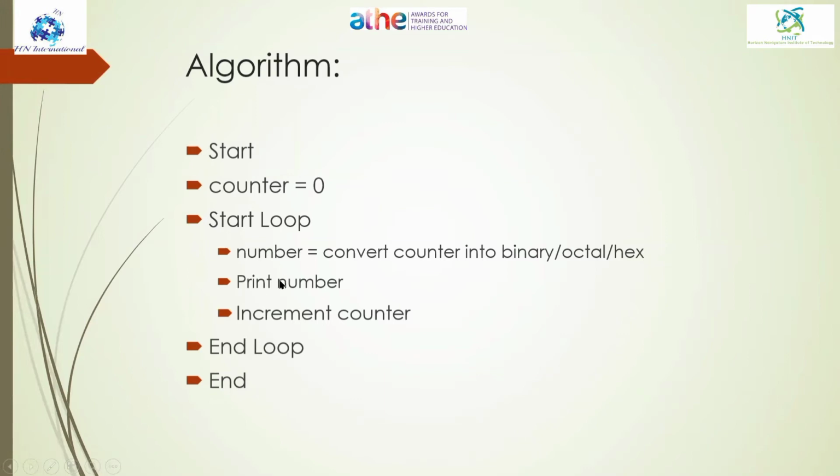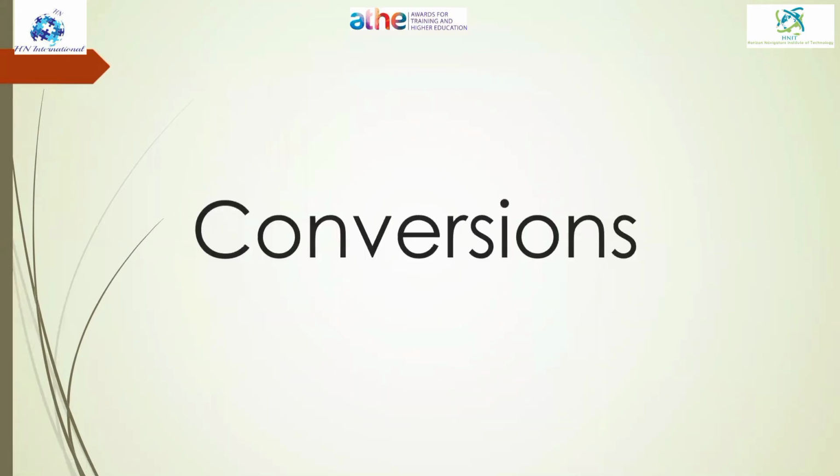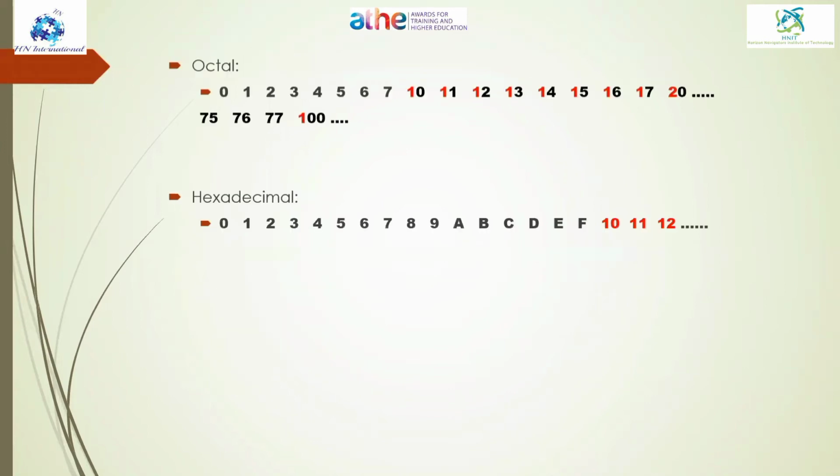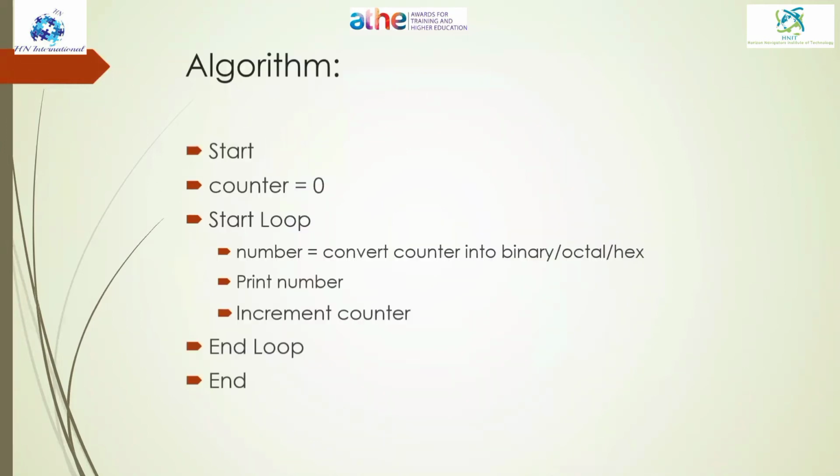Now this algorithm looks pretty simple, but notice that this main algo is missing. This is the main algo which is missing from this algorithm. So before moving on, do you have any questions about any base numbers? Or shall I continue?